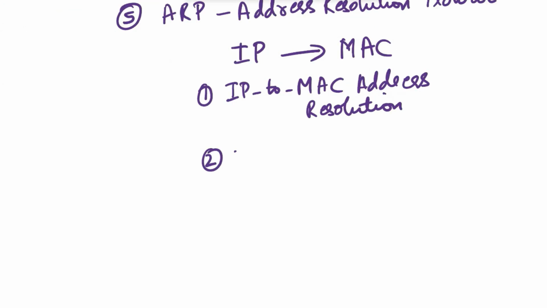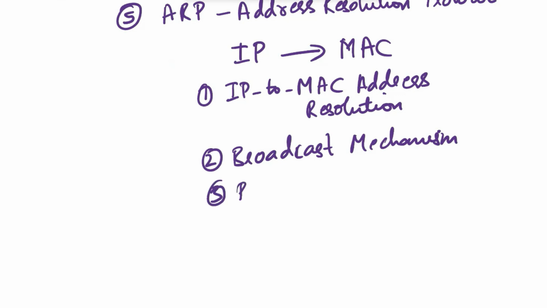Okay. Next key purpose is the broadcast mechanism. ARP operates using broadcast messages. When a device needs to find the MAC address associated with a particular IP address, it sends an ARP request packet as a broadcast message to all devices within the local network segment.